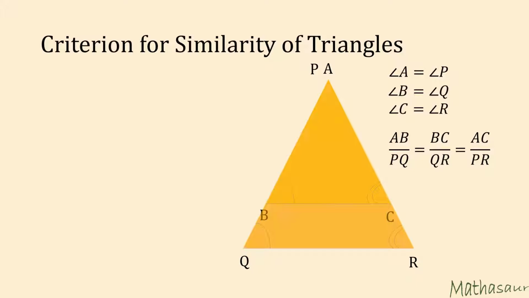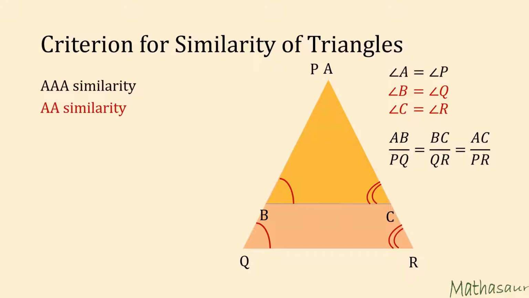Now let us look at the criterion for similarity of triangles. We can see 6 conditions here. One, that the angles are all equal, and the second, that the sides are all proportional. But we don't need all of these to be true for two triangles to be similar. The first that we just saw is the AAA similarity, or angle-angle-angle similarity. So if the angles of two triangles are equal, then we call the two triangles similar.